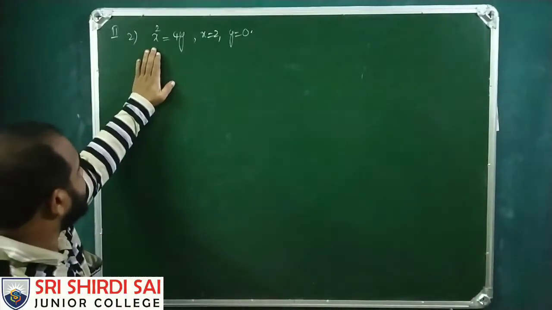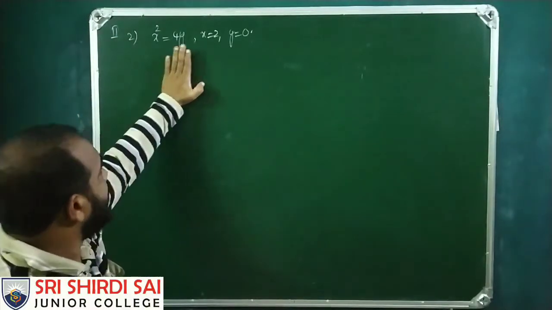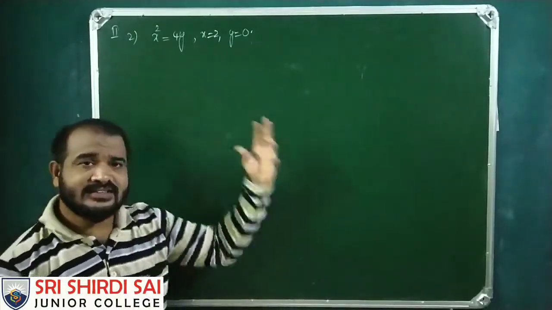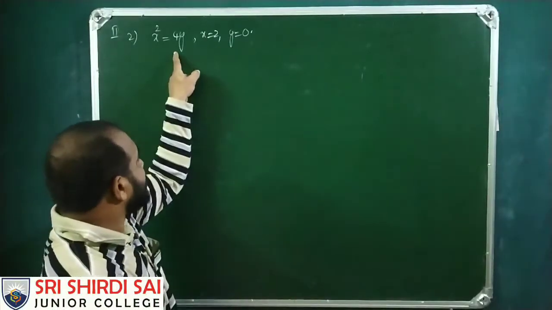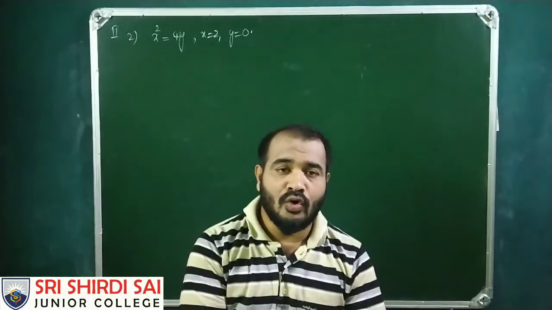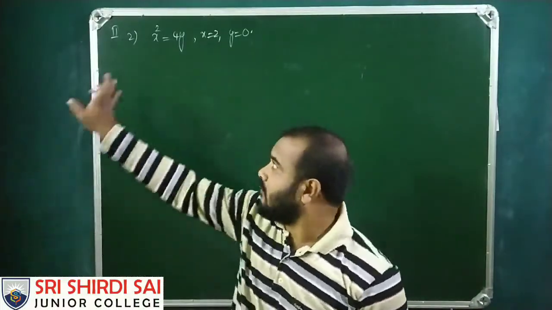Area, the second problem of the second Roman. x square equals 4y, x equals 2, y equals 0. So let us analyze these curves. x square equals 4y is of the form x square equals 4ay. That is the parabola.